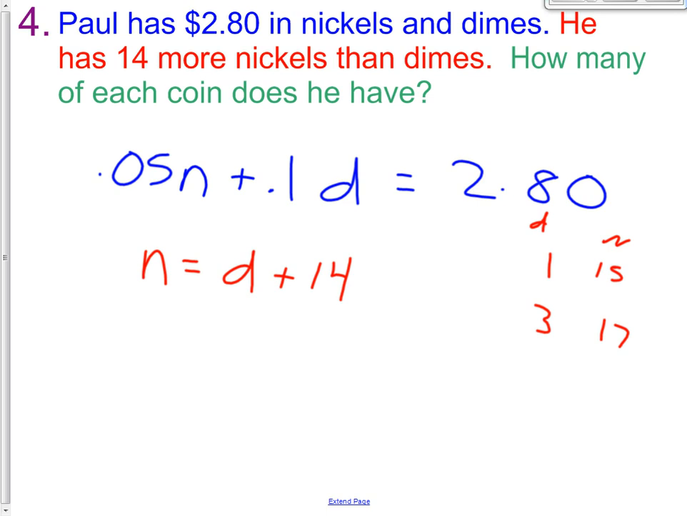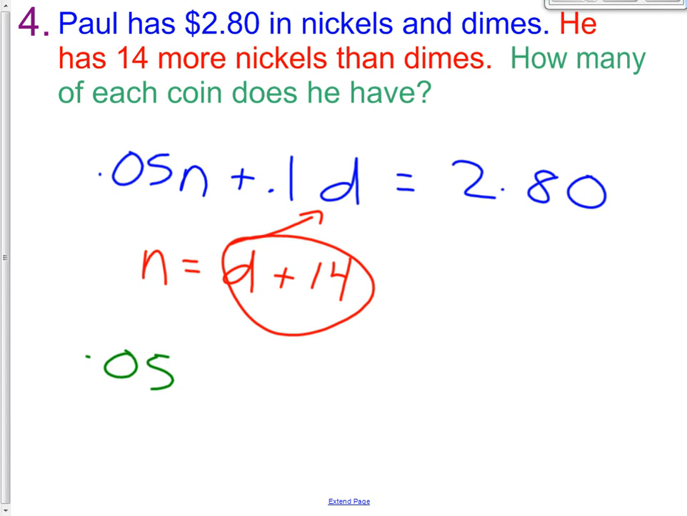So the amount of nickels he has, he would have to take his dimes and add 14. However many dimes he has, he adds that to 14 and gets the amount of nickels. So n equals 14 plus the dimes, or dimes plus 14. So these are your 2 equations. Let's now solve. So I already have n solved for, so let's just put this right into here. So we have 0.05 multiplied by n plus 0.1.